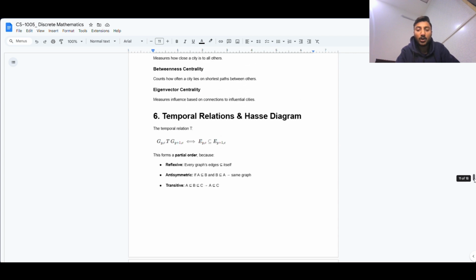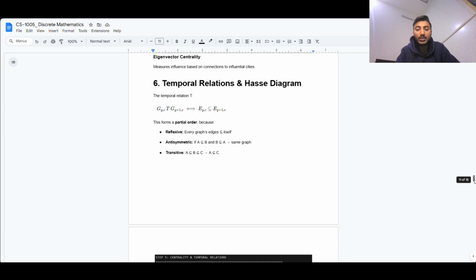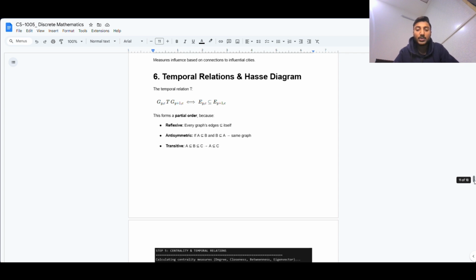Temporal relations and Hasse diagram. We also examine how these similarity networks change across the years 2023 to 2025. We treat each year category graph as a set of edges. If all edges of year A also appear in year B, then A is a subset of B. This creates a partial order which we visualize using a Hasse diagram.